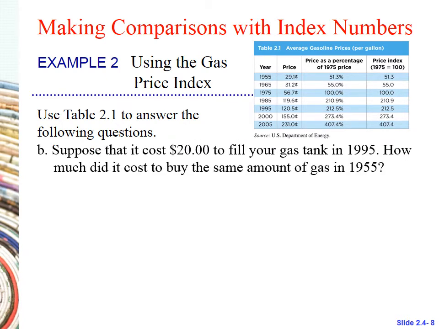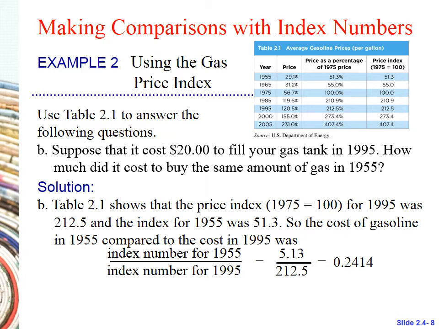All right, let's look at another one. Let's say it cost $20 to fill my tank in 1995. That's the more expensive one. How much did it cost to buy the same amount of gasoline in 1955? Here I'm kind of going backwards. Table 2.1 shows my price index, remember 1975 is my reference, but my 1995 index is 212.5, and the index for 1955 was 51.3.